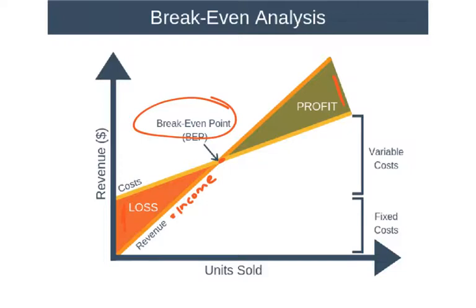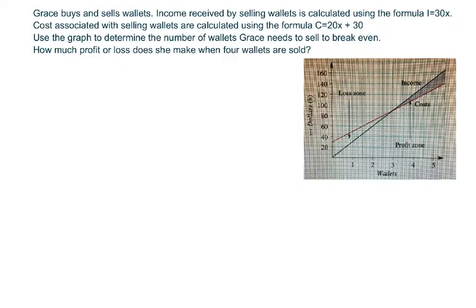The other important component of this graph is to notice that the units sold is on our x-axis, and that is the value of x that we have seen in our formulas. Let's use the graph to complete an example where we can find the break-even point. So Grace buys and sells wallets. Income received by selling wallets is calculated using the formula I equals 30x. Costs associated with selling wallets are calculated using the formula C equals 20x plus 30. Firstly, use the graph to determine the number of wallets Grace needs to sell to break even. And then, how much profit or loss does she make when 4 wallets are sold?